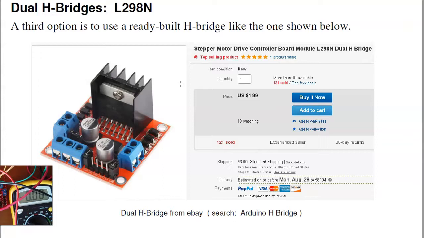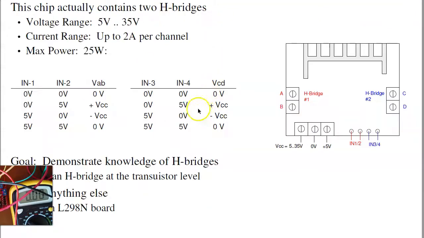What this one can do is you actually have 2 H-bridges, one on the right, one on the left. That's what I was using in the demonstration earlier. It's got a heatsink on it, your inputs and power. The limitations on this chip are the power has to be somewhere between 5 volts and 35 volts, so it's very versatile. It can drive up to 2 amps per channel, and you actually have 2 H-bridges on this chip.